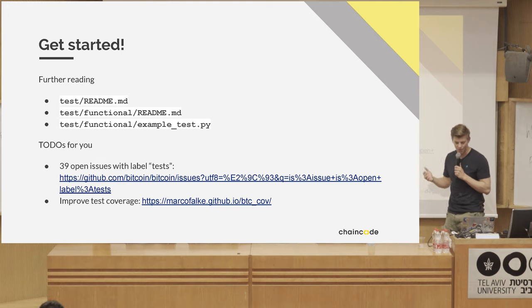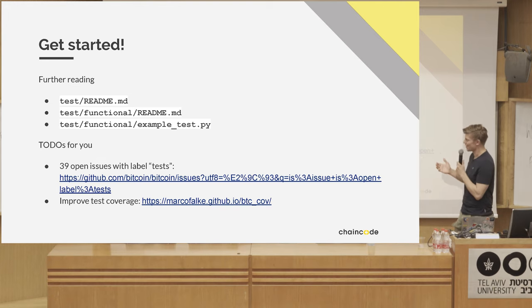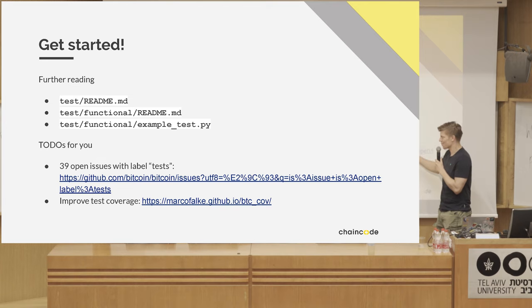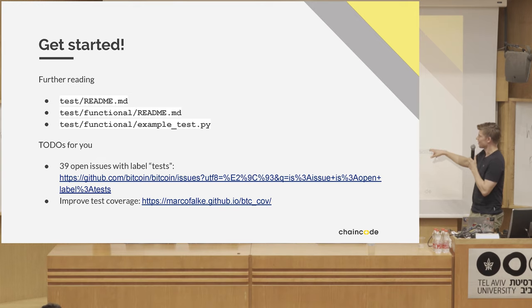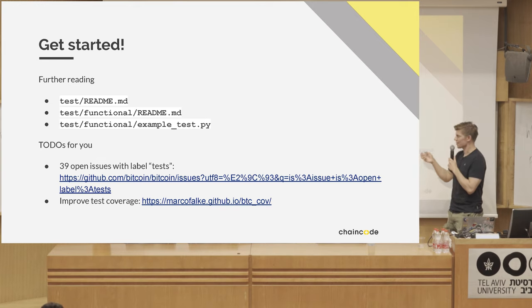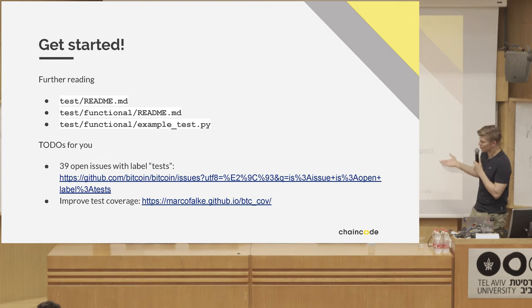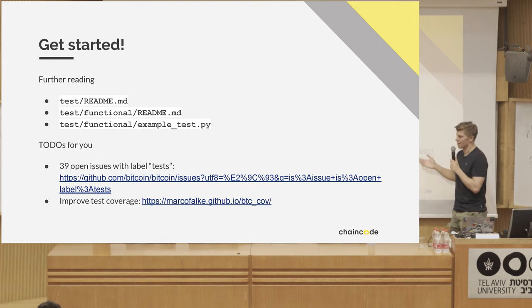And then oftentimes I find people have a hard time finding the first to-do. So you can go on GitHub and just select a label, test. It's hard to read in the link here, but there are labels for open issues, and when I did this slide, there were 39 issues with the label tests. Not all of them are going to be functional tests, but still. And I can speak from experience, my first contribution was also a functional test.